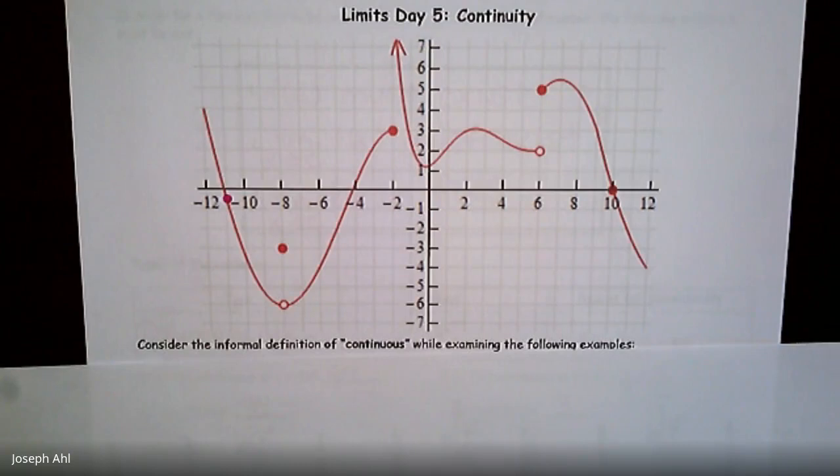Hey Precalc, this is Limits Day 5. We're going to be taking a look here at some formal definitions today of what it means to be continuous at a given value of x. And we're going to see how limits play a role in that definition.